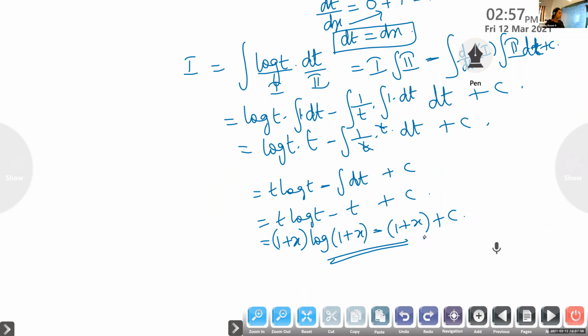Finally, everything should be converted in terms of t. Sorry, in terms of x. Because the given question is in terms of x. So we should convert that one in terms of x.